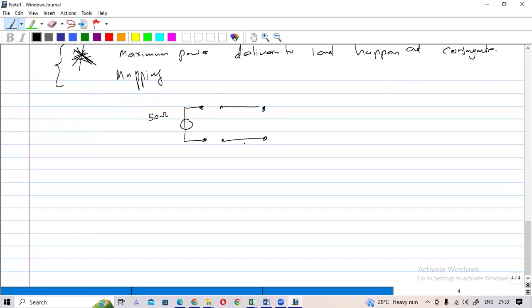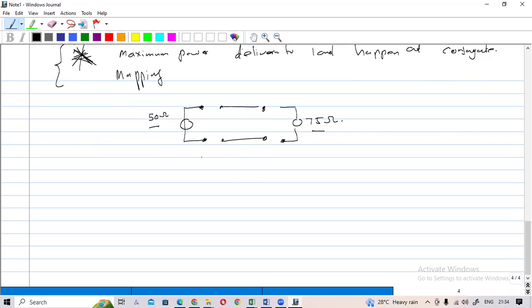You have a transmission line and you have the load. Let's say that load is 75 ohm. So 50 ohm, 75 ohm.